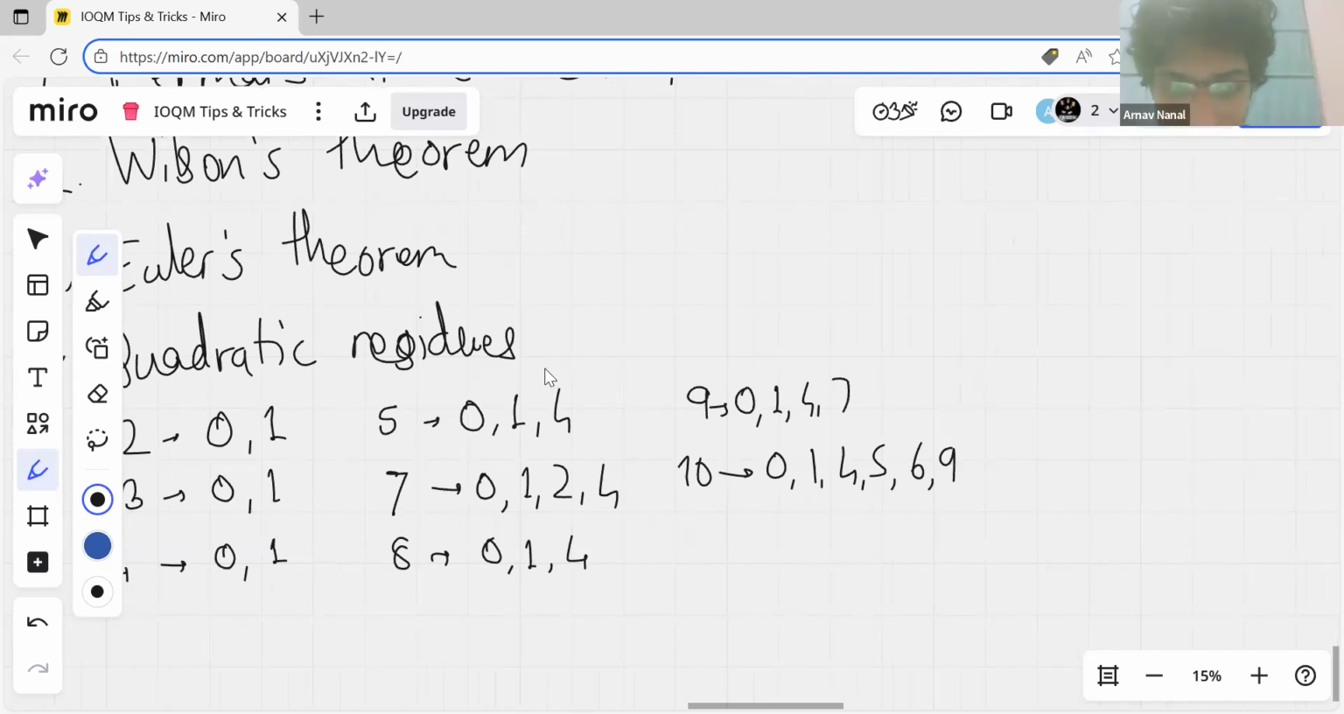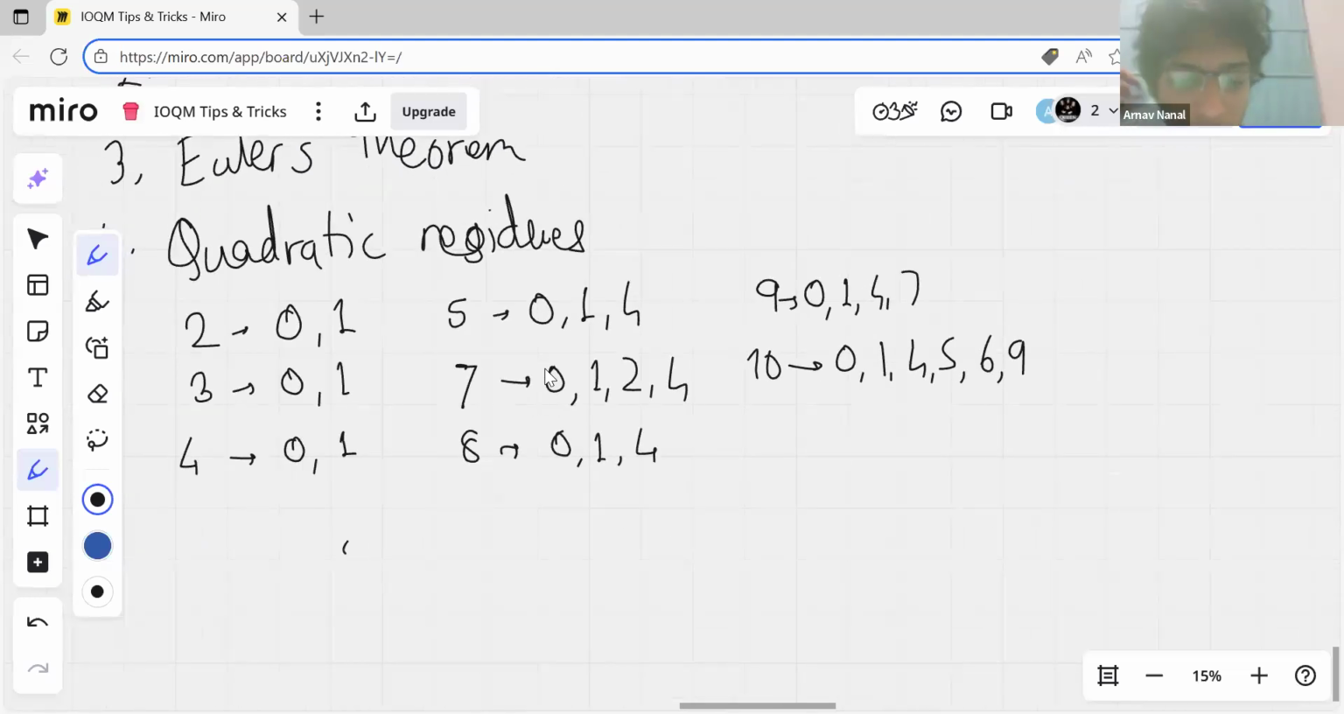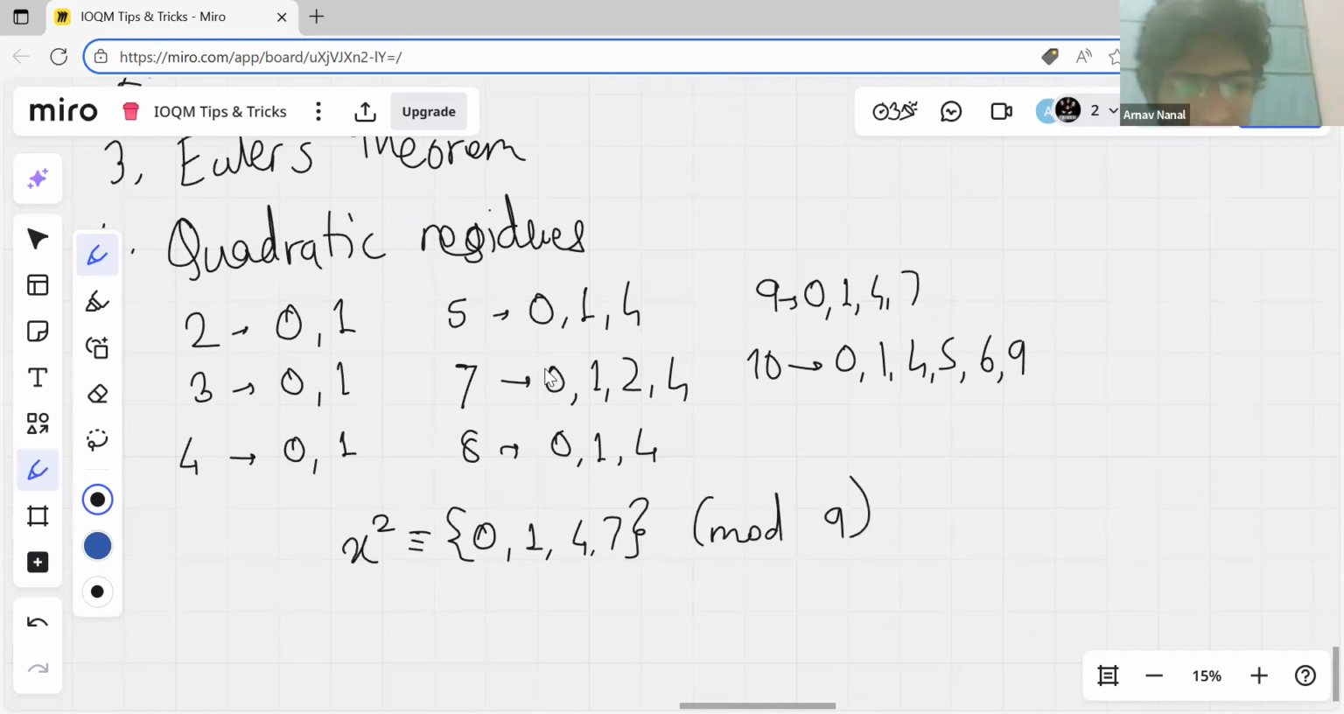Can you just brief me about what quadratic residues are? Yeah, these are the remainders that any square can leave when divided by a specific number. If you take any square number and divide it by 9, the remainder will always be one of 0, 1, 4, or 7. Do we need to memorize this? You can derive it on the spot as well, but if you just read this one or two times, you will memorize it anyway. You don't have to memorize it actually.